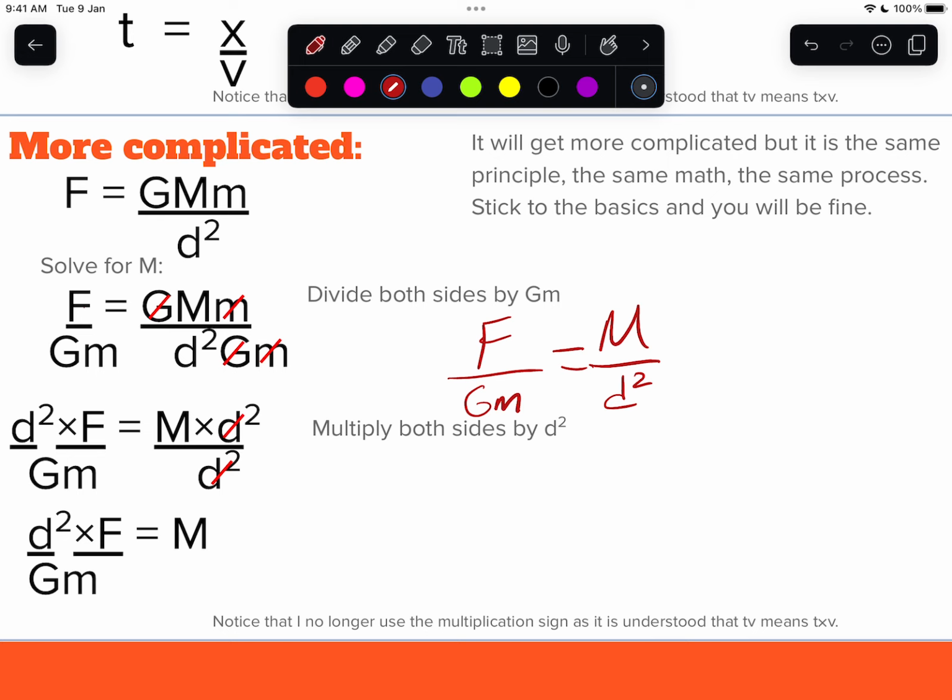Now I need to get rid of this D squared here. I need to get that to the other side. So I'm going to multiply both sides by D squared. The D squareds on the right side cancel out. And I am left with D squared F over G little m is equal to big M. And I'll usually write this, you'll see me do this in class all the time, I flip it. So I have the isolated variable by itself, and then I rewrite it.